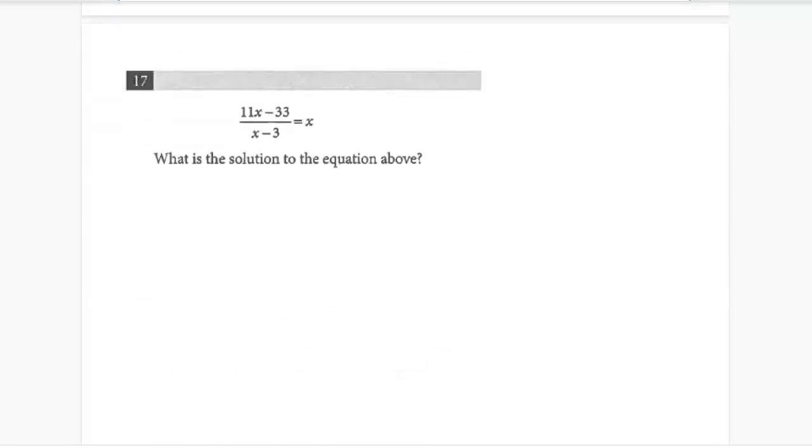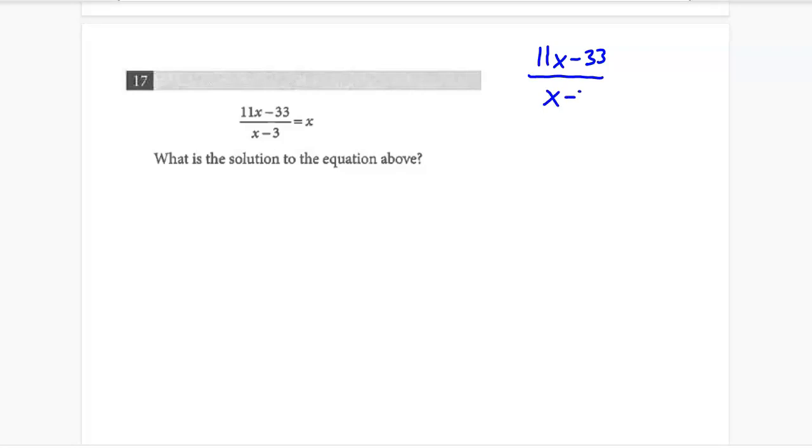All right, number 17. Getting closer here to the end. What is the solution to the equation above? A couple different ways I could tackle this. It looks like they're wanting us to waste a lot of time and set up a proportion, which I would not do it this way, but I'm going to just kind of start it and then show you why it's not as good.